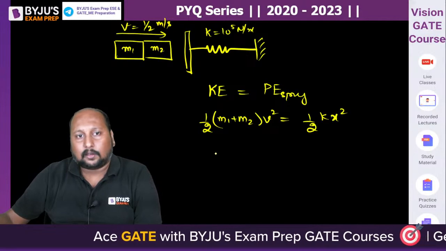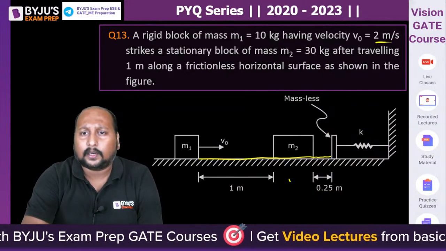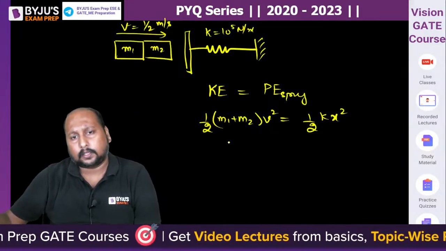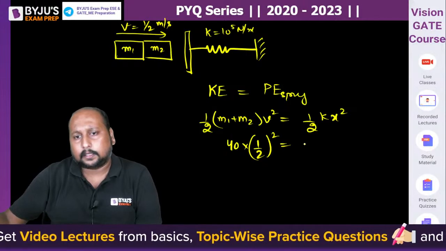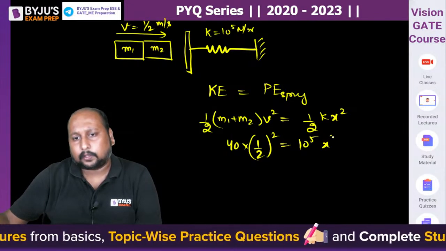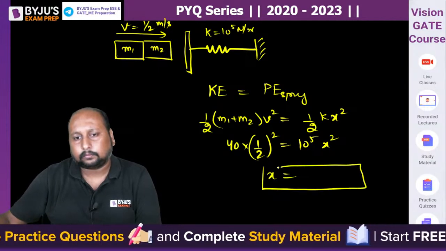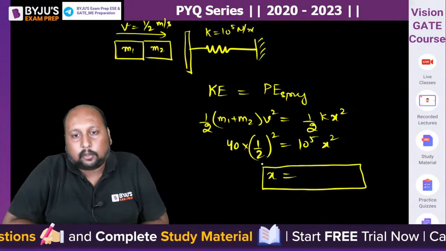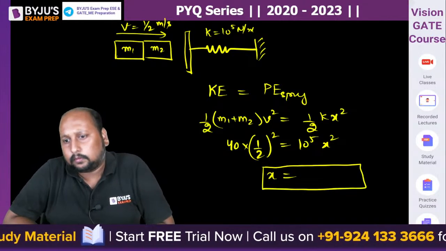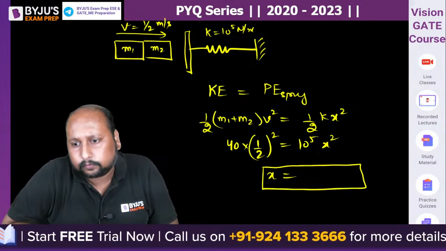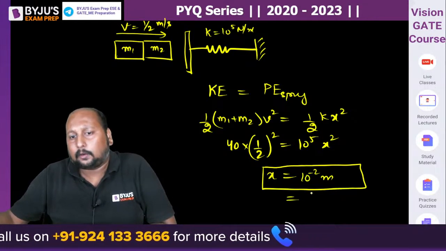So half gets cancelled out, m1 plus m2. m1 was how much? m1 is 10, m2 is 30. So this is 40 into (1 by 2) whole square is equal to 10 to the power 5 into x square. So x is equal to how much? What is the value of x? This is 10 to the power minus 4, so are we getting 10 to the power minus 2 meter? That is equal to 1 centimeter.